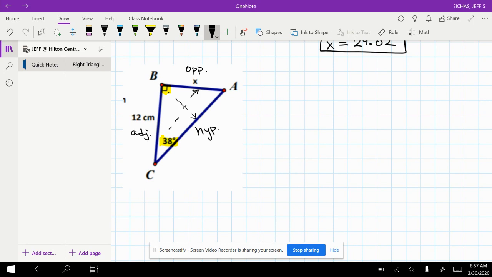Now, my acronym, I'm going to jump right to TOA because opposite and adjacent are the sides that are involved. And tangent, right, only uses opposite over adjacent. So my choice is going to be to use tangent. So tangent of that 38-degree angle will equal opposite over adjacent.